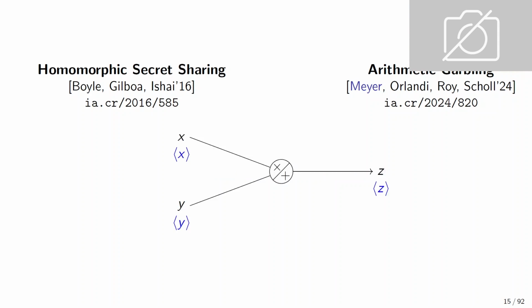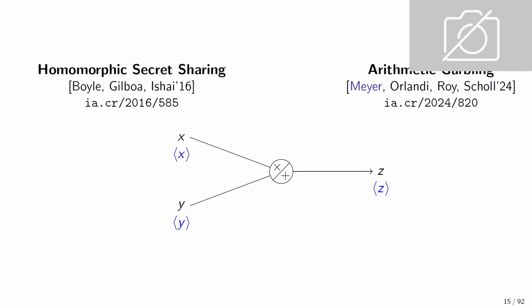At the core of both of these applications, you have the following problem. Let's say parties, Alice and Bob, have shares of two inputs, X and Y. And they want to convert this into shares of some operation on these inputs, either additions or multiplications.